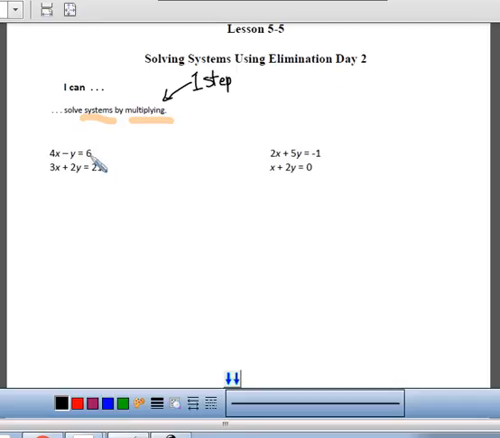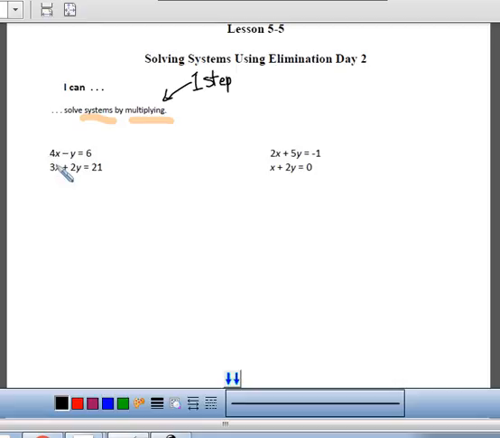So we have two examples here. Let's take a look at this first one. We're going to solve this one by multiplying. Now, if you notice, I can't add them or subtract them and eliminate one of the variables. So that's why we have our first step, which is going to be multiplying. You've got to figure out what to multiply by. And actually, that's one of the nice things about this: there are many possibilities.